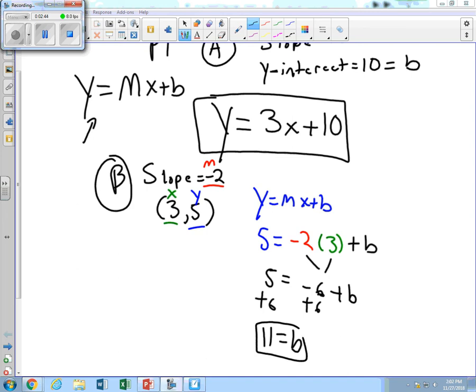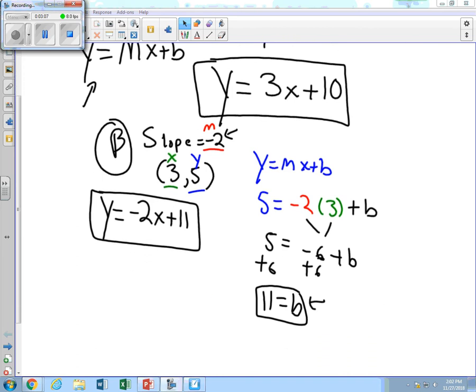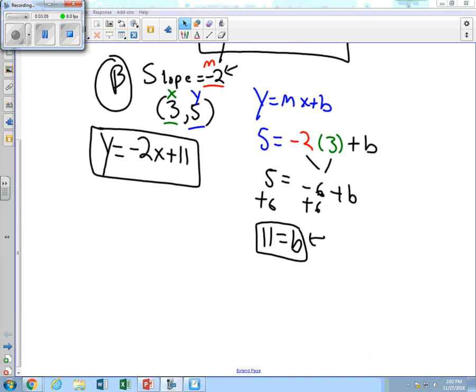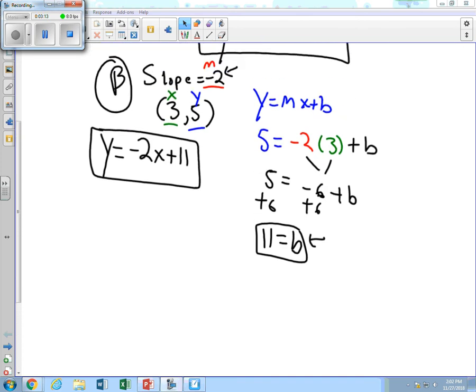You're not exactly done. We just have to put it all together. You have your m here and you have your b here. So your final answer is going to be y equals -2x plus 11. I'm going to scroll down a little bit. That should be enough. If you need to check back, just scroll back in the video or reverse.